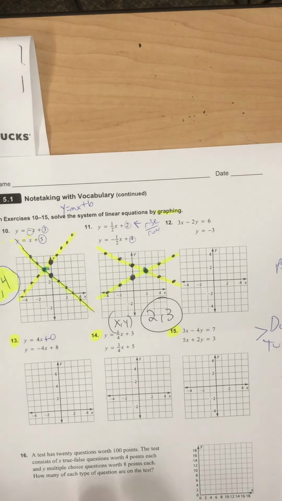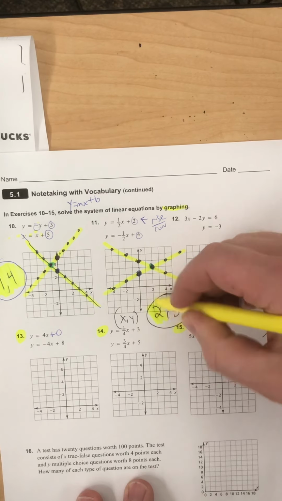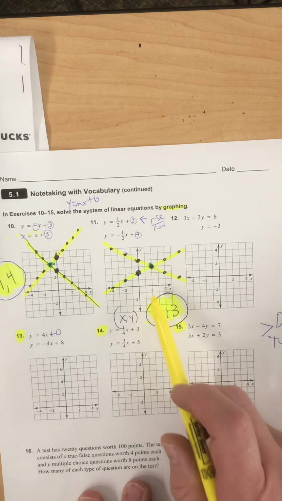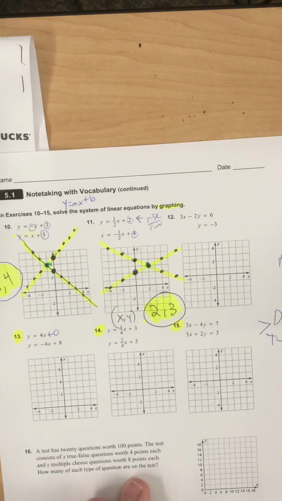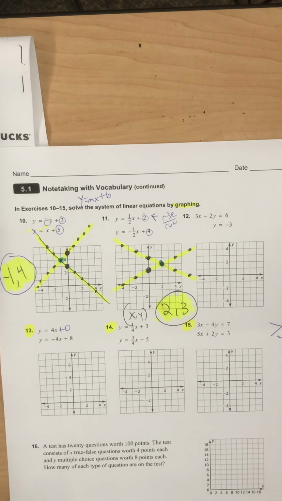And Angel, I knew you were going to get that anyway. You just said up 3 first. I just want to let you guys know it's always a good idea to just follow the X, Y. So X first and then the Y. We go 2, 3. And just like that, you have solved a system of equations by graphing.